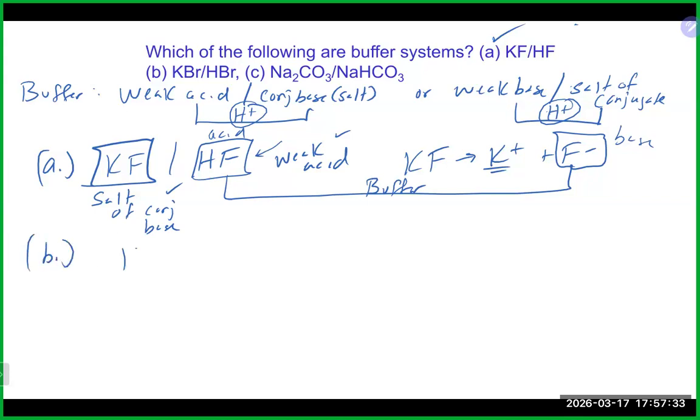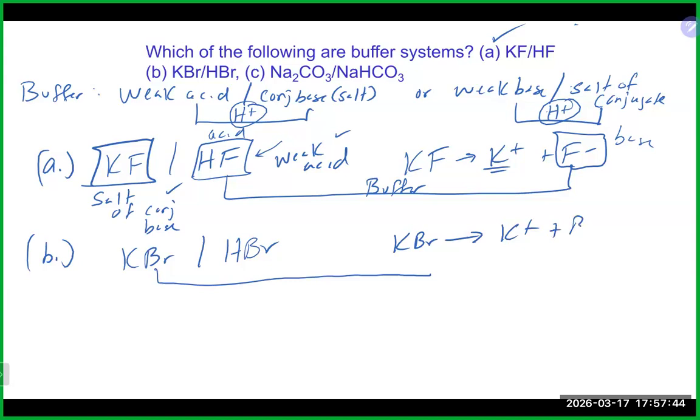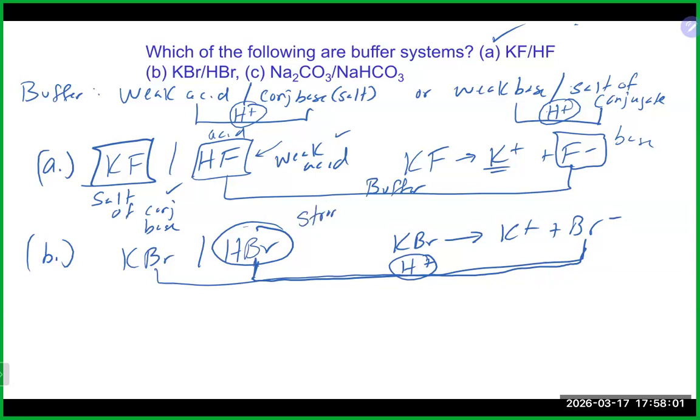B, we got KBr and we got HBr. And again, same deal with the KBr here. It is a salt that's going to break apart into K+ and Br-. So our relationship is really between these two guys right here. And that difference is an H+ difference, which means they are related to each other. But when I look at this guy, that is what type of acid? That is a strong acid. That's one of those ones on the list.